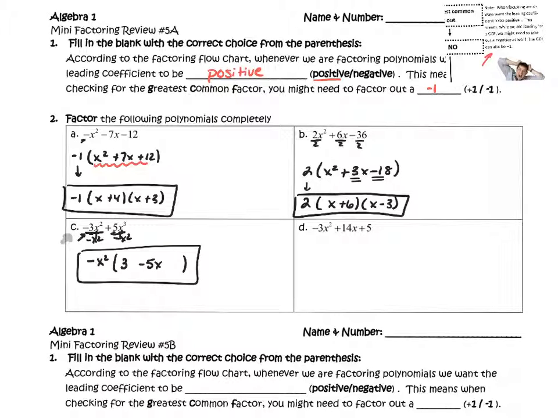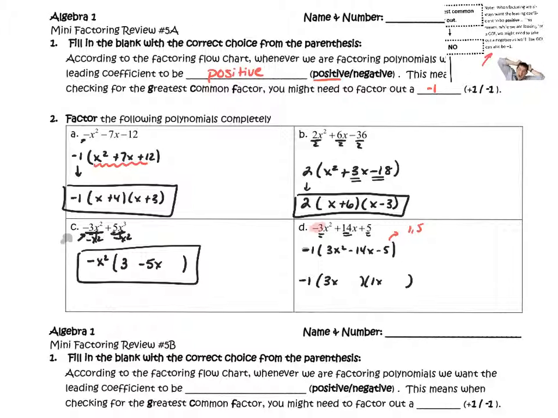Looking over at D, I'm checking for a GCF of 3, 14, and 5, but it doesn't exist. But I do note that the leading coefficient is a negative number, which is not what I want. So I'm going to factor out a -1 as my GCF. So I'd be left with 3x squared minus 14x minus 5. And now to factor this, if it starts with 3x squared, I know one parentheses has a 3x in it. The other one's going to have a 1x in it. Now it's my job to figure out what numbers could possibly multiply to 5. And of course, those are just 1 and 5.